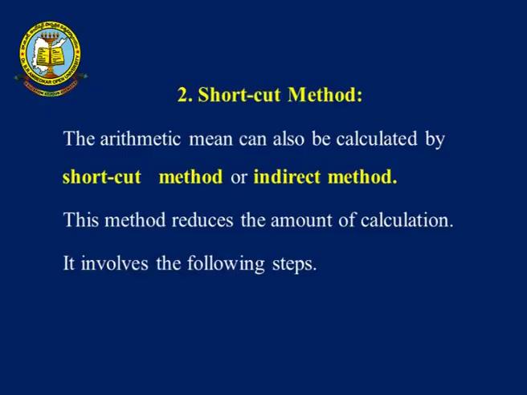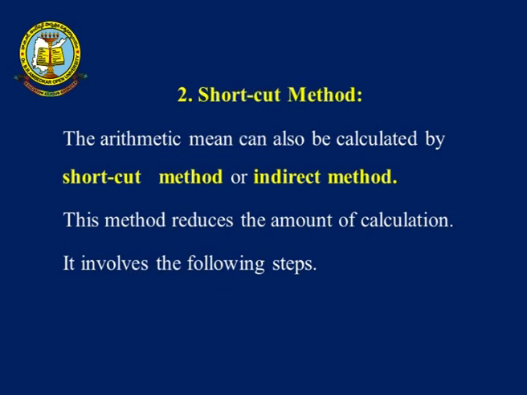Second method. The arithmetic mean can also be calculated by the shortcut method, which is also known as the indirect method. This method reduces the amount of calculation. If the number of observations increases, the calculation of the mean becomes very tedious and difficult for us. In that case, we can use this shortcut method. It involves the following steps.